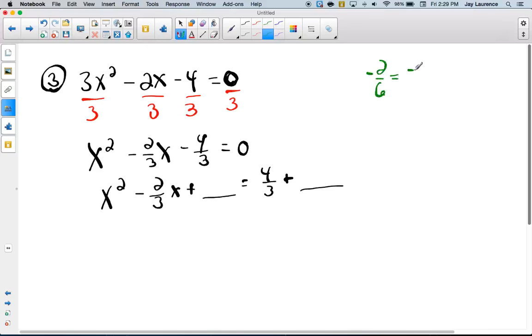Wait, isn't that -1/3 in disguise? Yeah, I like that -1/3. And then I'm going to square it, which is going to turn out to be +1/9. So I'm going to add 1/9 over here.